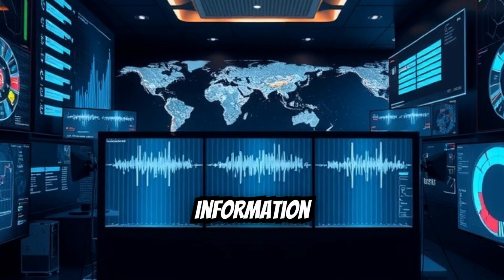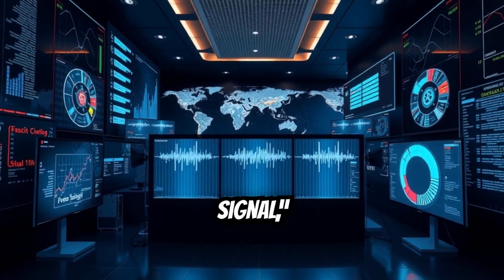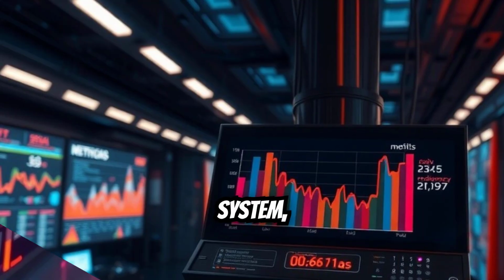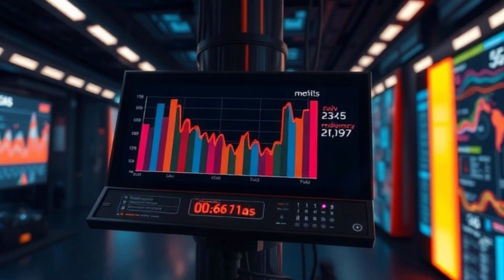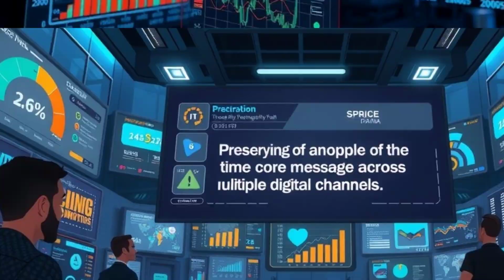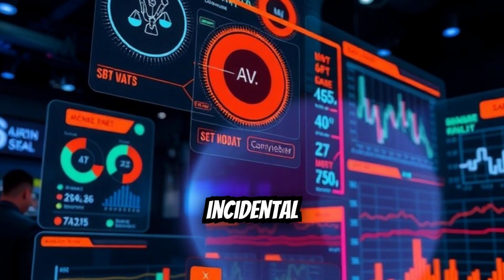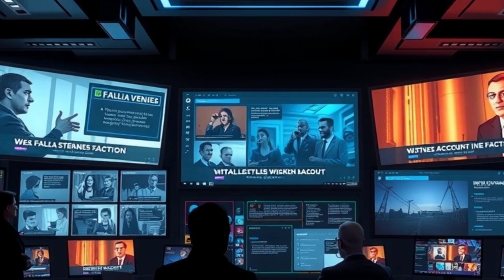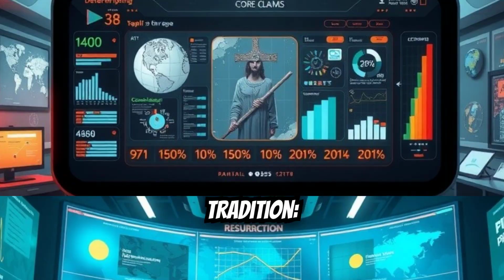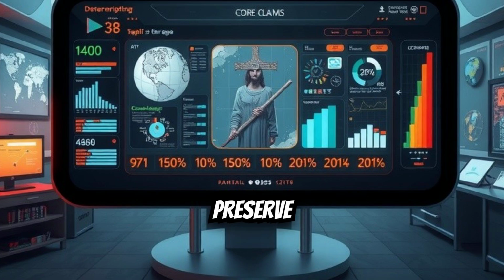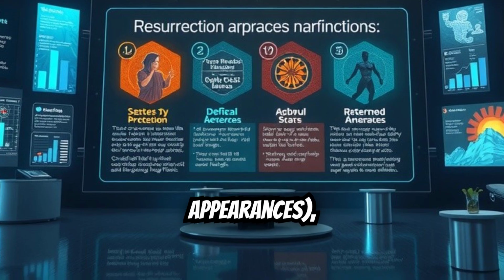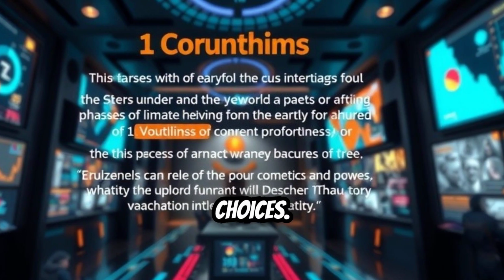2. Information theory: stable core signal, noisy peripheral detail. In any real transmission system, you expect two things. First, redundancy that preserves the main message across channels. Second, variation in incidental details because different witnesses emphasize different facts. That is exactly what we see with the resurrection tradition. Independent streams preserve the core claim, death, burial, resurrection, appearances, while differing on secondary narration choices.